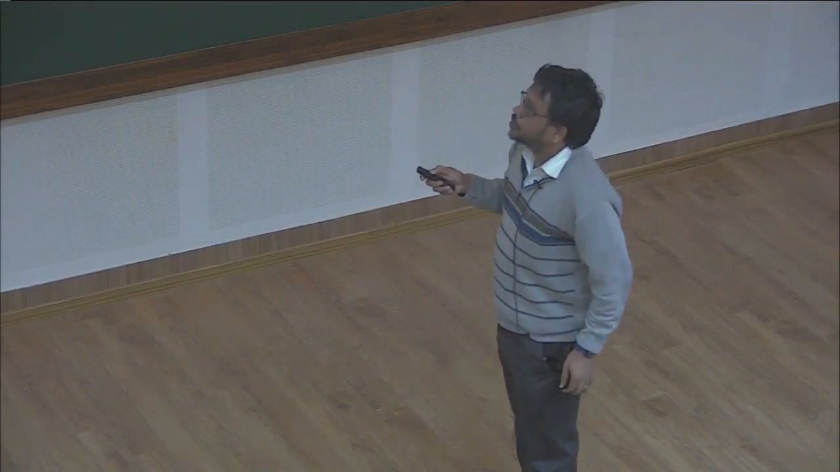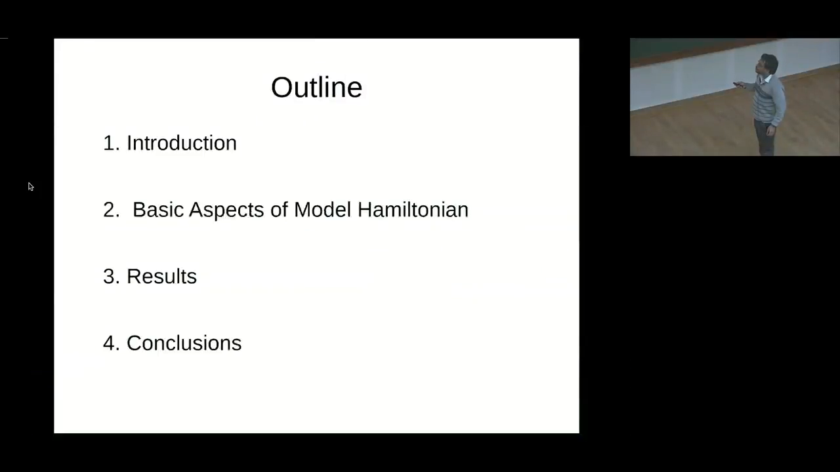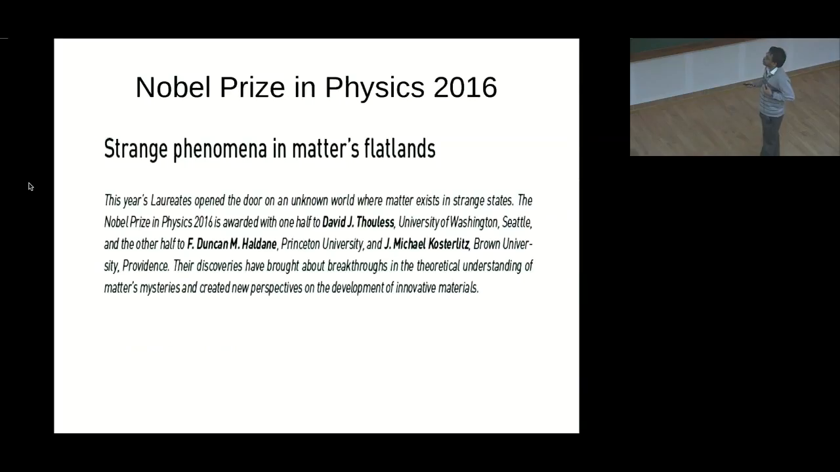The outline of the talk is as follows. At first, I would like to give an introduction to basic aspects of the topological states and the topological quantum phase transition in matter. At the same time, the quantum spin Hall effect and the helical state, the basic aspects of the model Hamiltonian, and then the results based on the quantum theoretical study. I will present here, and the conclusion finally, only the conclusion.